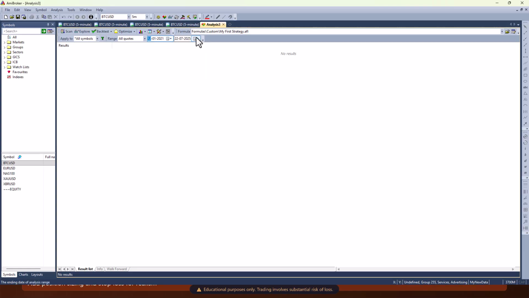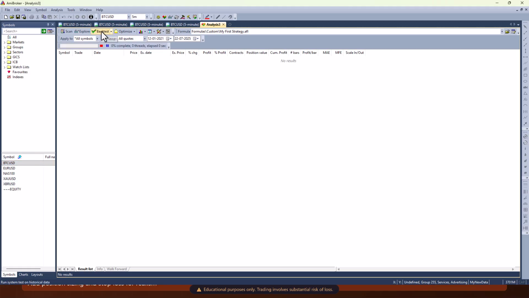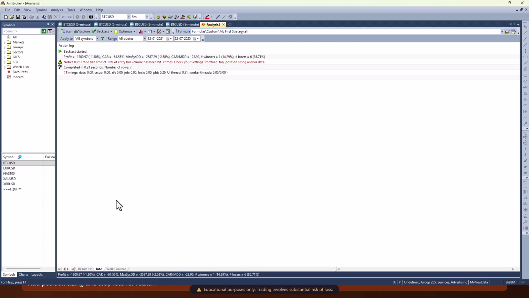Now set the date range. Use at least 3 years of data, like 2021 to 2024. Make sure you have data loaded. Click on the backtest button. Wait for a few seconds. The result will appear.